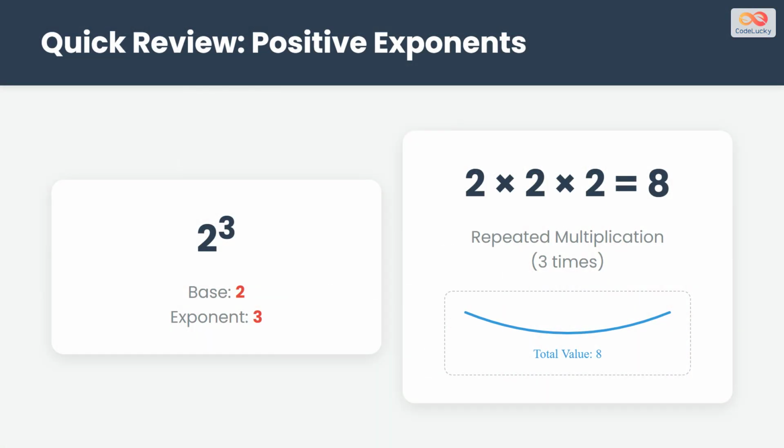Before we dive into negatives, let's quickly review positive exponents. When we see something like 2 cubed or 2 to the power of 3, it is a shorthand for repeated multiplication. The base is 2 and the exponent is 3, which tells us to multiply 2 by itself 3 times. So 2 times 2 times 2 equals 8.